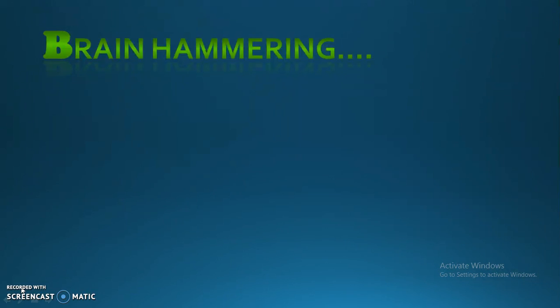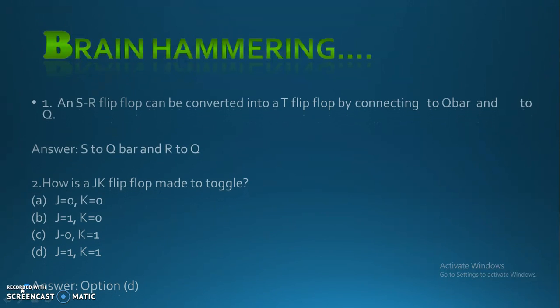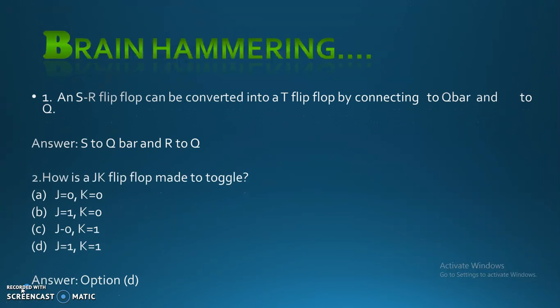Brain hammering. So here we come to our activity at the end of this video. Our first question is, an SR flip-flop can be converted into a T flip-flop by connecting S to Q bar and R to Q. So basically, how can an SR flip-flop be converted into a T flip-flop? The answer is S to Q bar and R to Q. Now moving towards our second question, how is a JK flip-flop made to toggle? And the correct option is D.